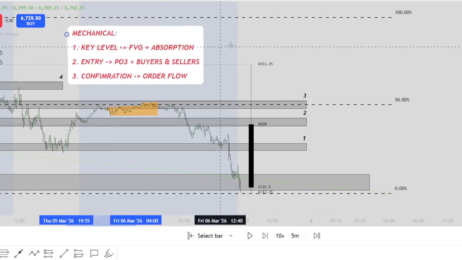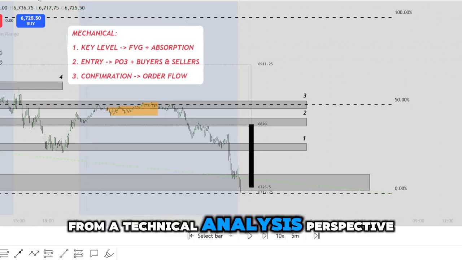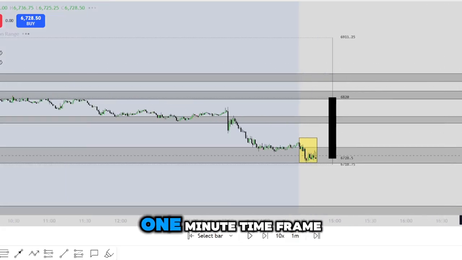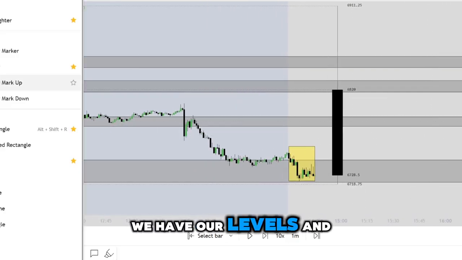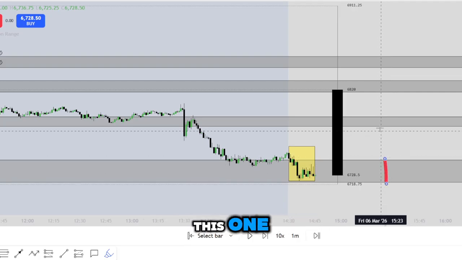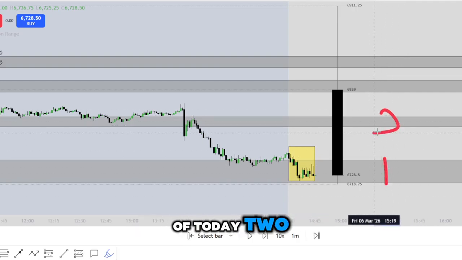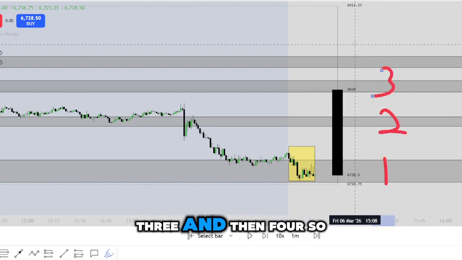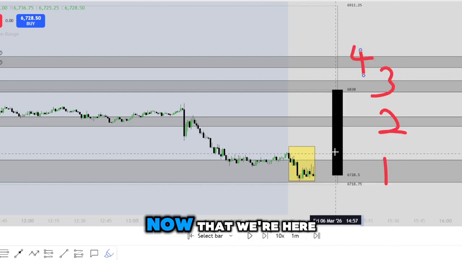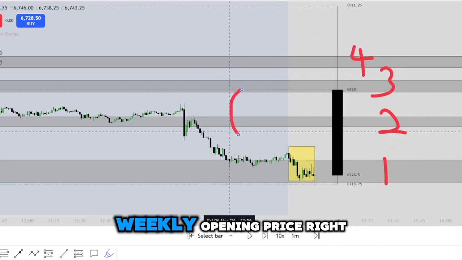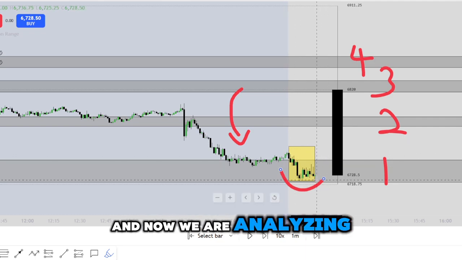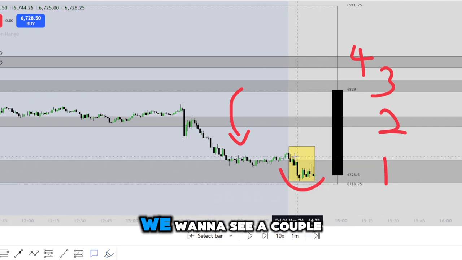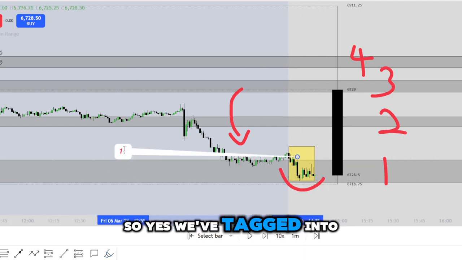But when we're looking at this again from a technical analysis perspective, let's go down to the 1 minute time frame. So on the 1 minute time frame, what we have over here, we have our levels. And so we have, let's call this 1, which is the main level of today, 2, 3, and then 4. So now that we're here, we understand we're below the weekly opening price, right? We've tapped into a bullish fair value gap, and now we are analyzing the first 15 minutes, right? We want to see a couple of things, right? So yes, we've tagged into a key level.